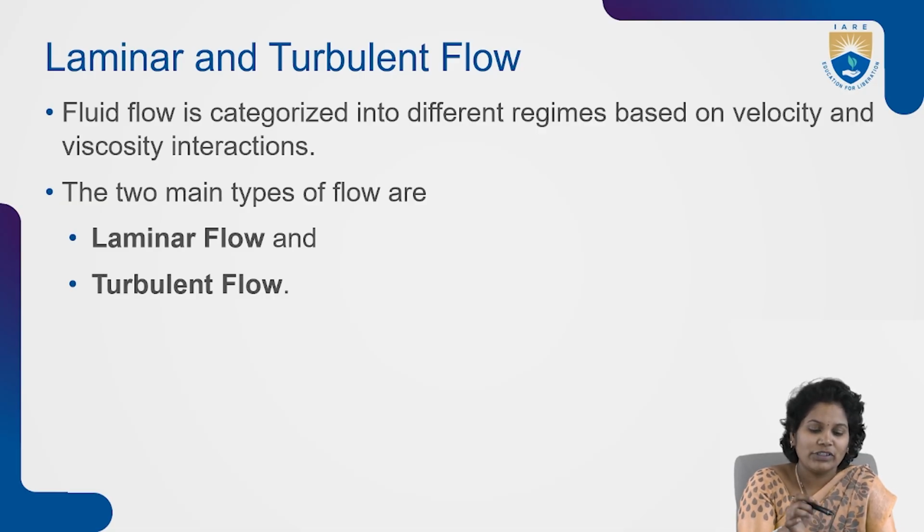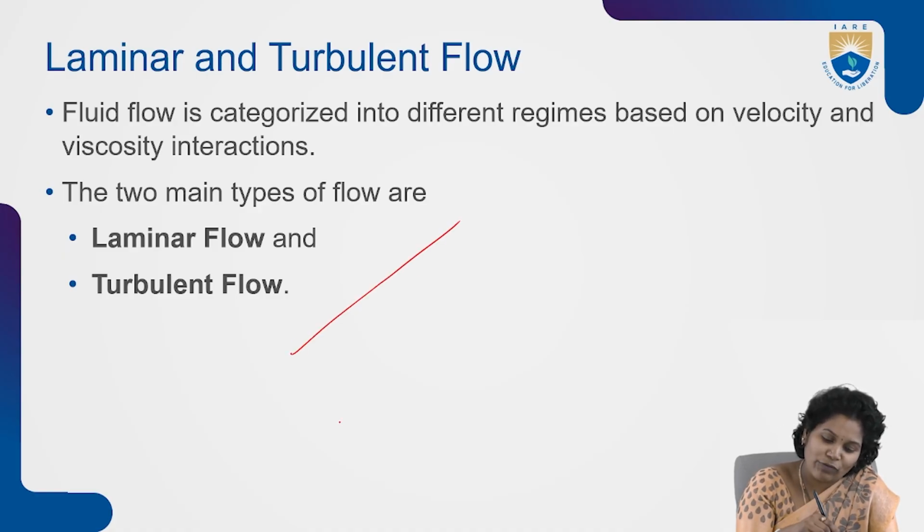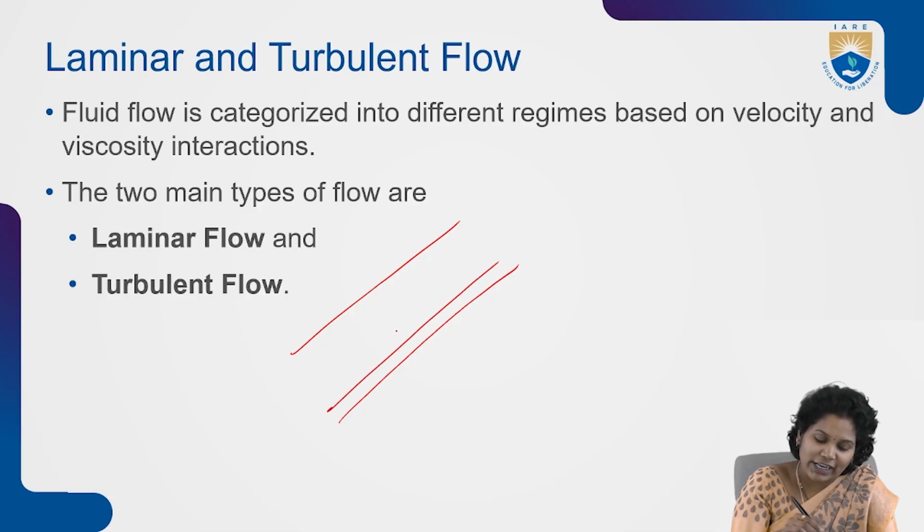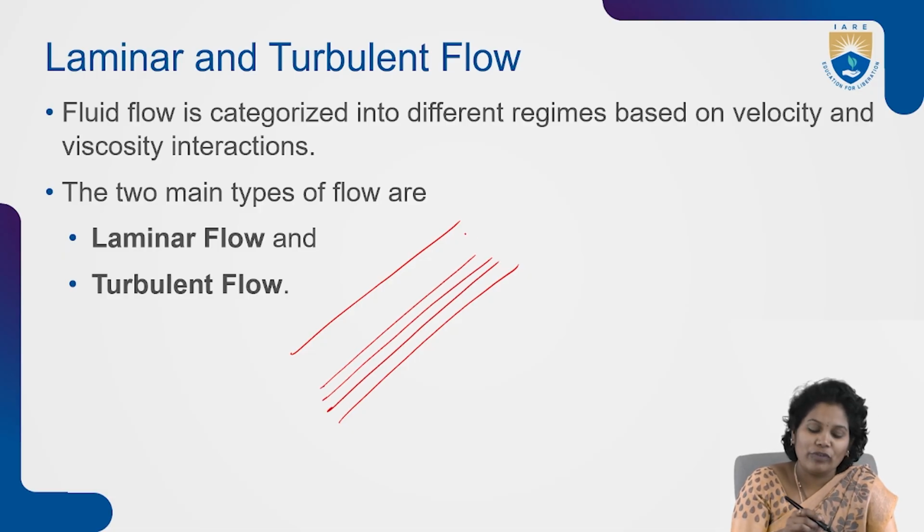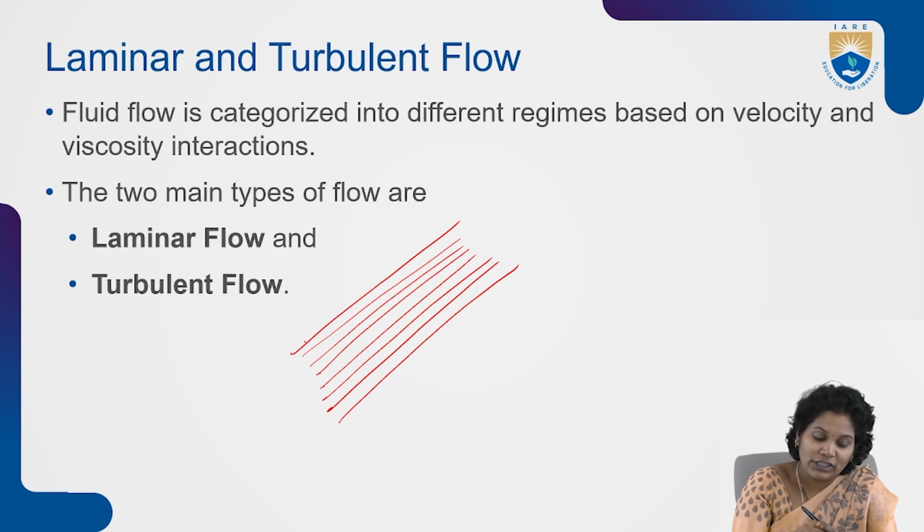Laminar and turbulent flows. As we discussed, laminar flows are flows in which all the particles in a fluid are moving in a straight line, in streamlines, in a well-defined path, in layers. In laminar flow, we see layers which are parallel to each other. So this is a laminar flow.